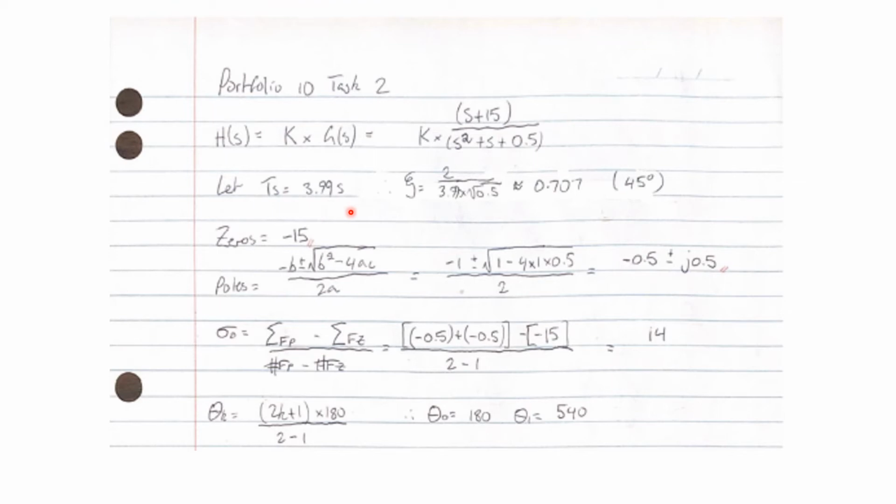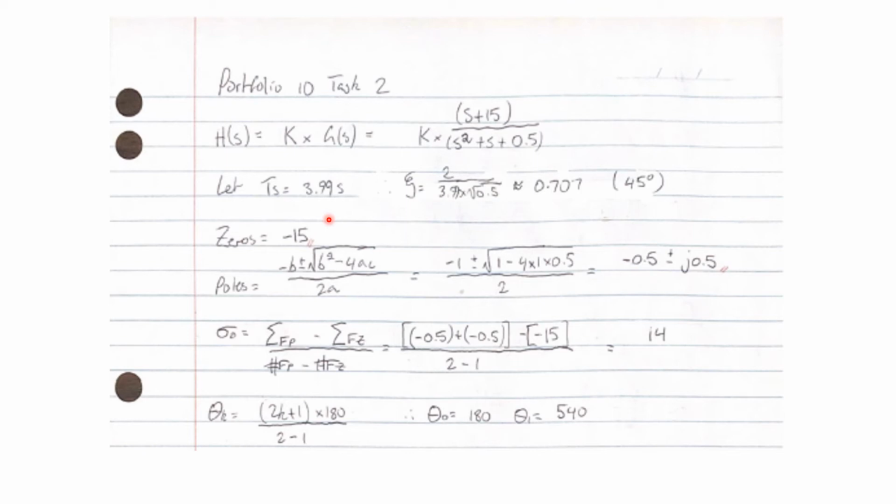This will account for any rounding errors in the next few formulae, so that the settling time will always be under 4 seconds, roughly. So we can find the eta value for the settling time of 3.99 seconds, which comes out to be roughly 0.707, which is 45 degrees, which is an ideal angle to work with.